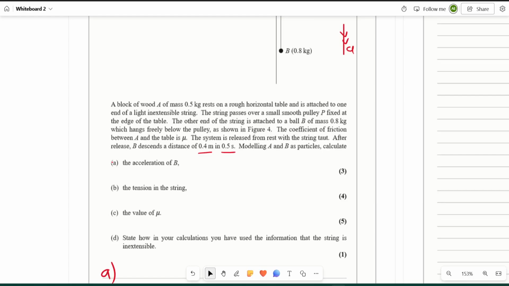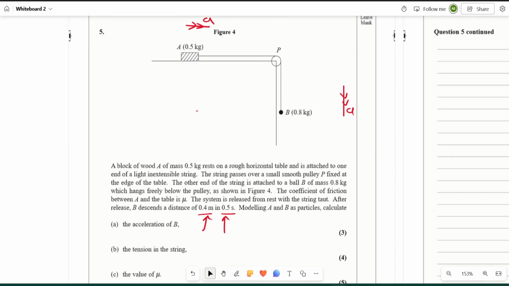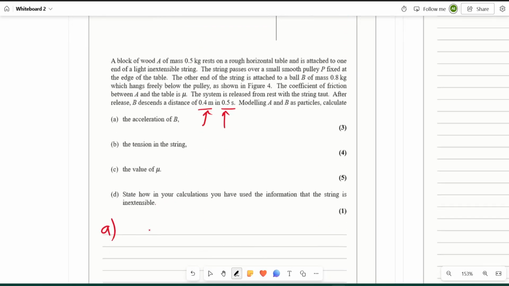I need to get it using kinematics, because here I'm given the distance that B moved and the time that B moved, and I know that the initial velocity of B is 0. So I'm going to wait on drawing the free body diagram. We can solve for the acceleration first by using kinematics. So for B, I want to take going down as positive. Actually, let me show you. If I say going up as positive this time, how am I going to solve it?